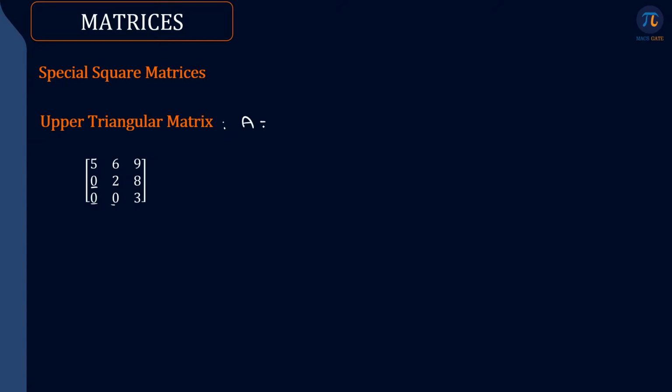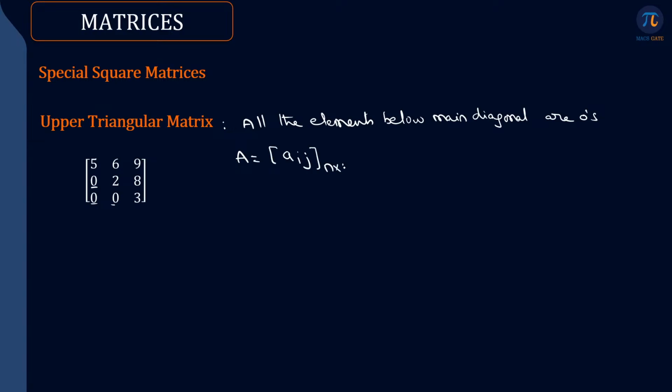So definition wise, if you want to write, all the elements below main diagonal are 0. What is the definition? All the elements below main diagonal are zeros. That is the definition. So if you want mathematically also, you can write a_ij of order n by n, and a_ij is equal to 0 when i is greater than j. Simply like this you can write, or you can define like this. This is the upper triangular matrix.